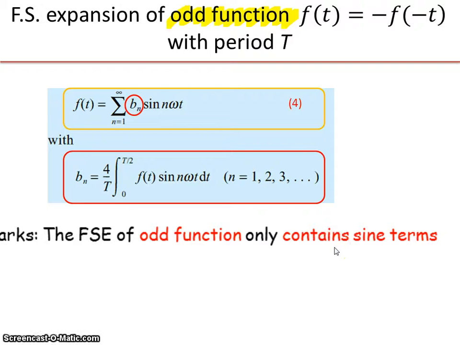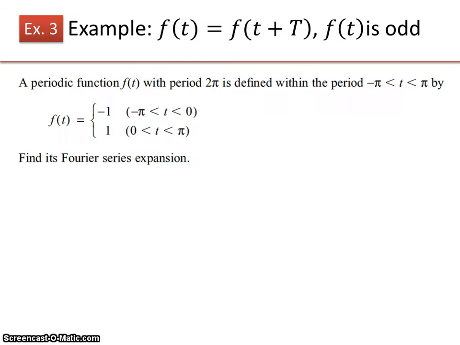Okay, so now I'll give you one example where the periodic function is odd. Let's go to this question. A periodic function f(t) with period 2 pi is defined within the period t from minus pi to pi by this function, where f(t) equals minus 1 for t from minus pi to 0 and f(t) equals 1 for t from 0 to pi. Find its Fourier series expansion.